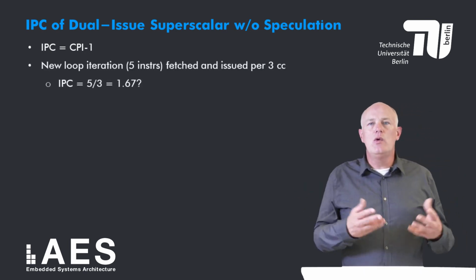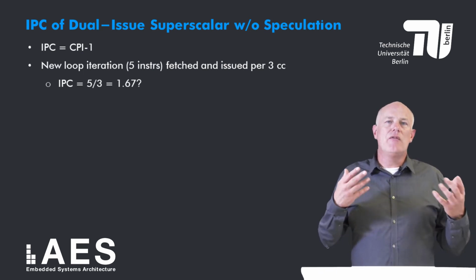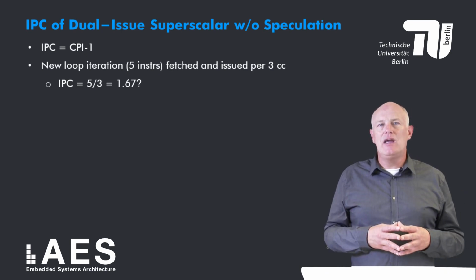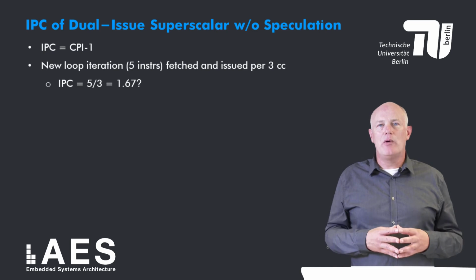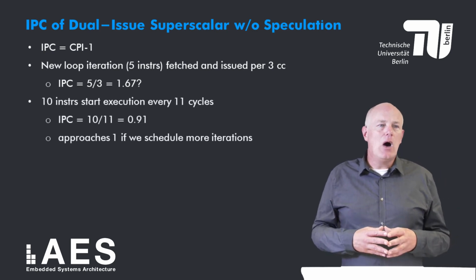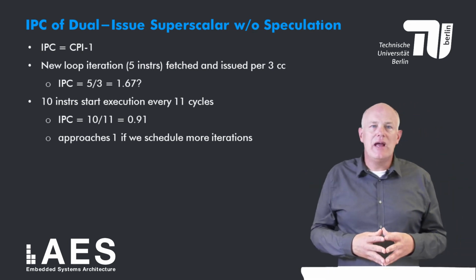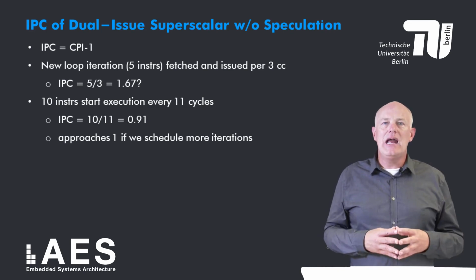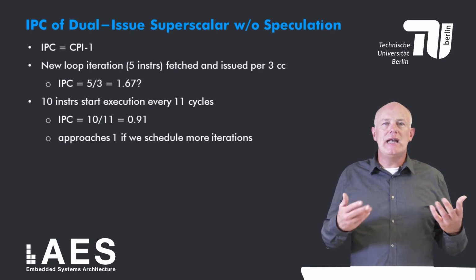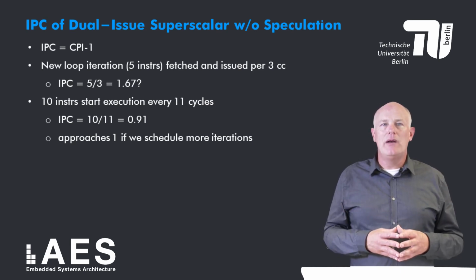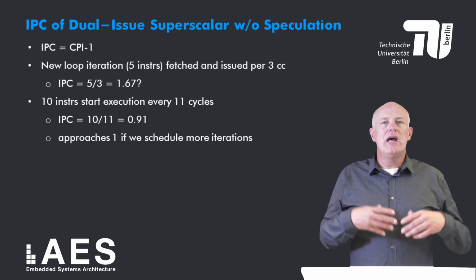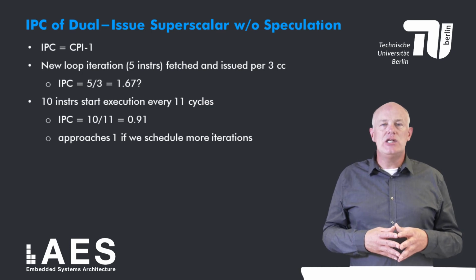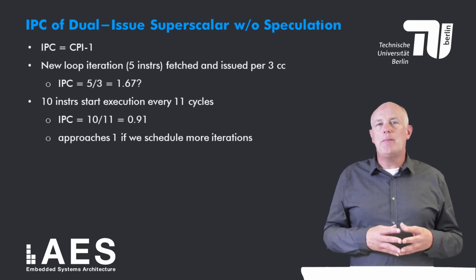First, I observed that a new loop iteration consisting of 5 instructions is fetched and issued every 3 clock cycles. So we might be tempted to think that the IPC is 5 divided by 3, which equals 1.67. However, if we look more carefully at the table on the previous slide, we will observe that 10 instructions start executing every 11 cycles. So the IPC equals 10 divided by 11, which equals 0.91. If we would schedule more than 2 iterations, then we would see that the IPC approaches 1. So even though our superscalar processor can issue 2 instructions per cycle, the achieved IPC is only 1.